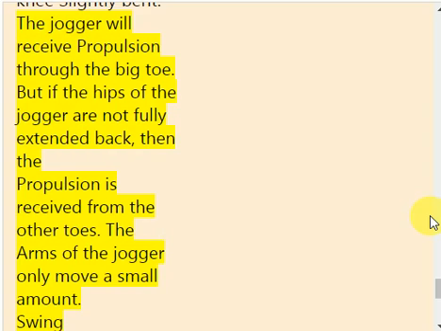Swing. The non-supporting leg of the sprinter swings high with the knee at almost an angle of 90 degrees. The knee of the non-supporting leg of the fast runner will be lifted, although not as high as that of a sprinter. The knee of the non-supporting leg of the jogger remains low and only slightly bent.